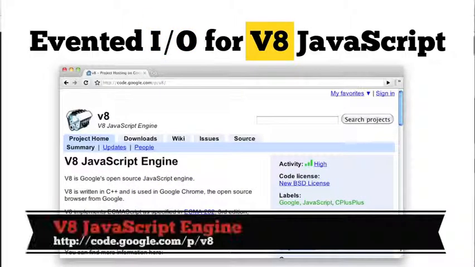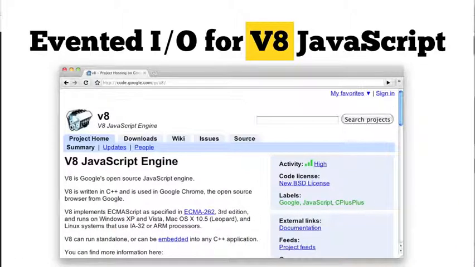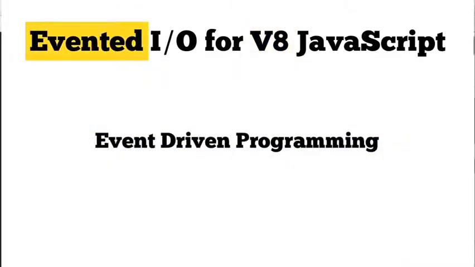Now V8 is a JavaScript engine which interprets and runs your code, and it's what Node runs on top of. Node is a library or an environment that allows you to write your applications in an event-driven way. So what does event-driven mean?